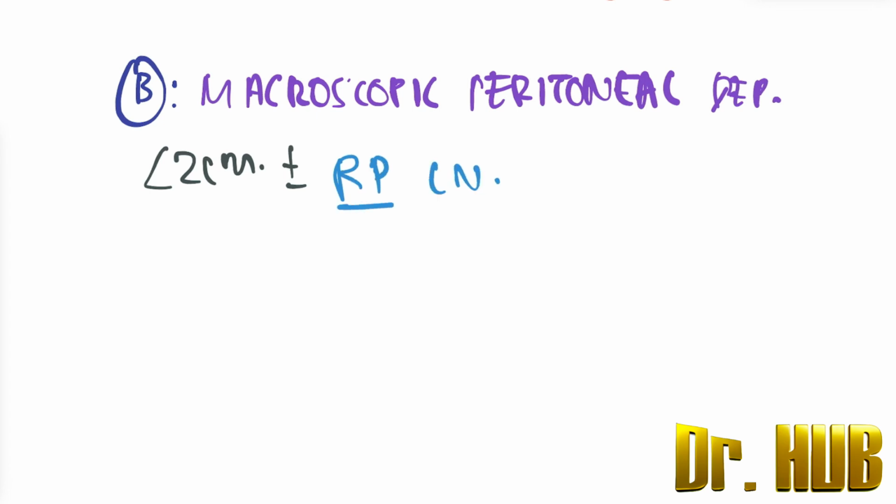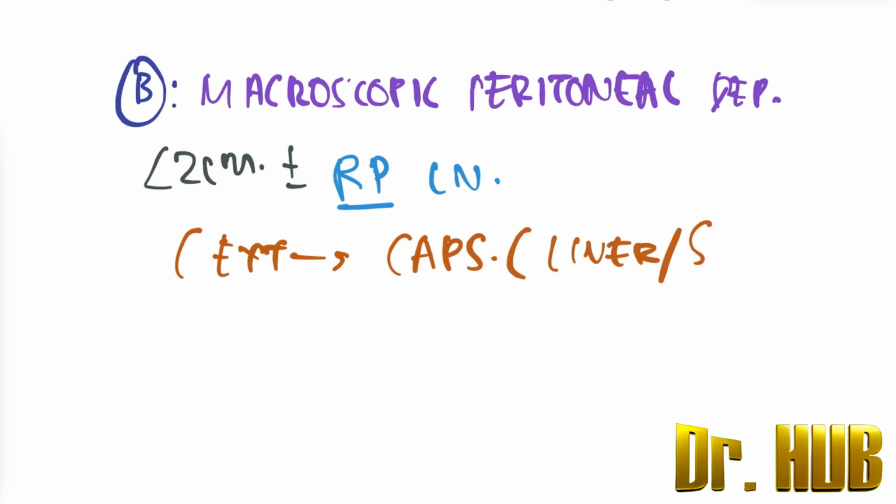So what does it include? It includes the extension to the capsule of the liver or spleen.